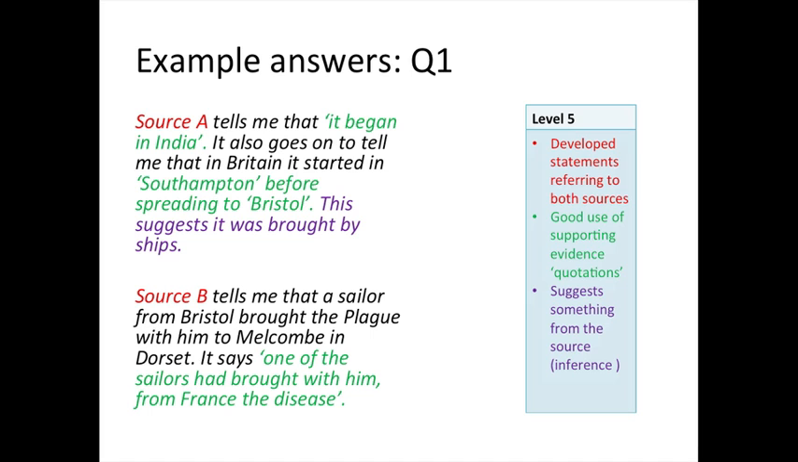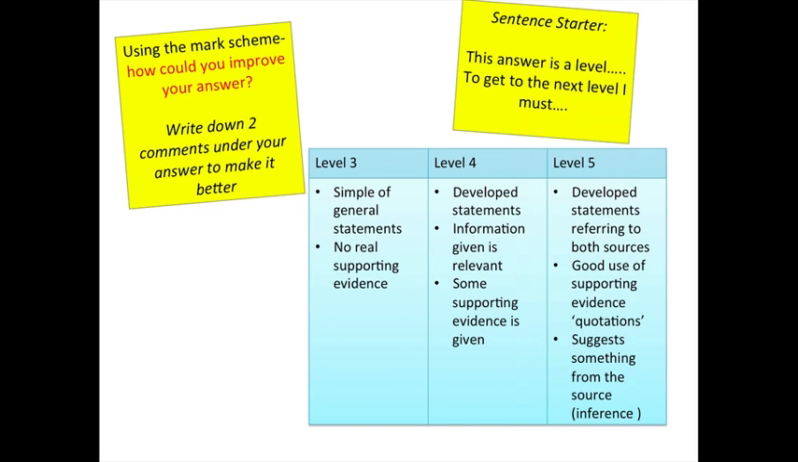So, look at your work. Using the mark scheme, how could you improve your answer? You will have been given an overall answer. Using the sentence starters, write, this answer is a level 3, 4, 5, and to get to the next level I must. For this you must write 2 comments to make it better. So for example, if you are a level 3, how would you get to a level 4? If you're a level 4, how could you get to a level 5? Take time now to write those 2 comments.